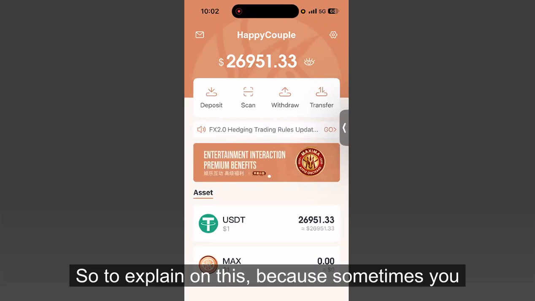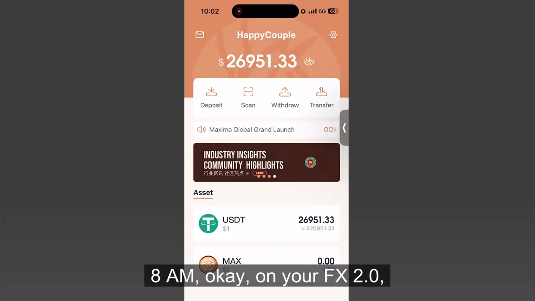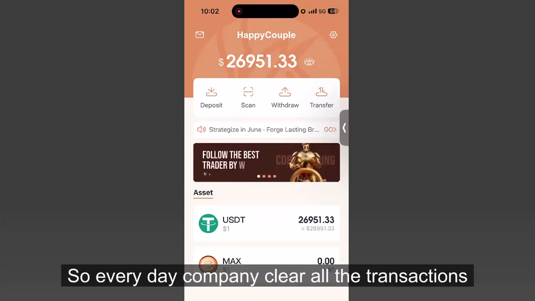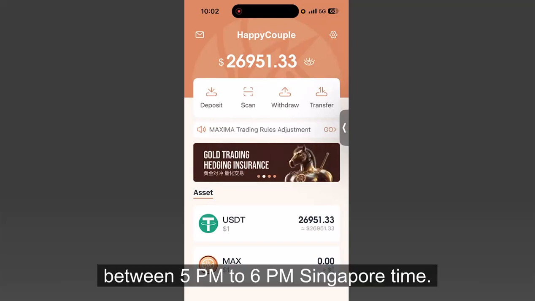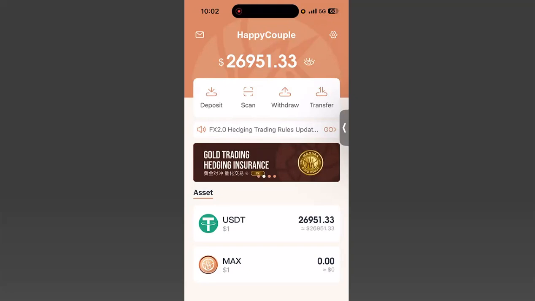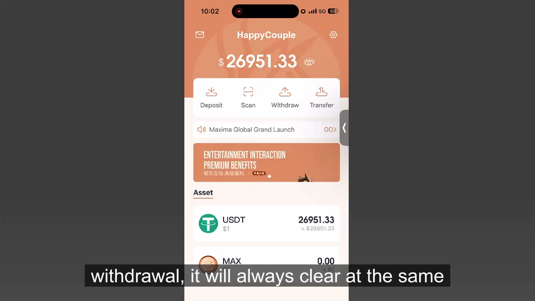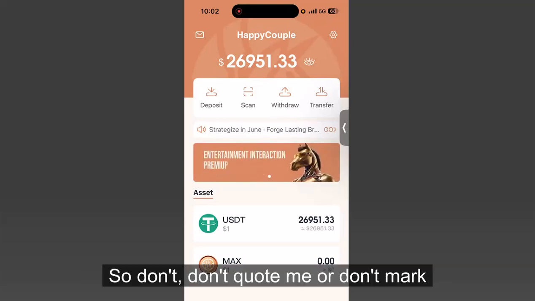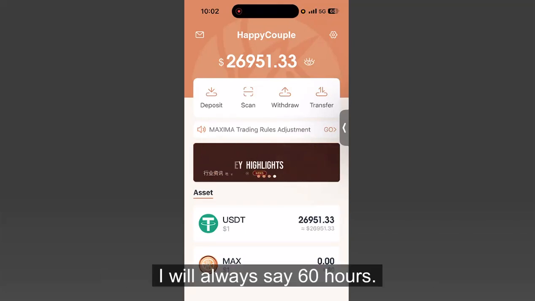So to explain on this, because sometimes you do the withdrawal in the early morning at 8 a.m. on your FX to your USDT. All right, so every day the company clears all the transactions between 5 p.m. to 6 p.m. Singapore time. So no matter what time you do that withdrawal, it will always clear at the same time, between 5 to 6. Okay, so don't quote me or mark my word, say that Alan said 48 hours. I will always say 60 hours.